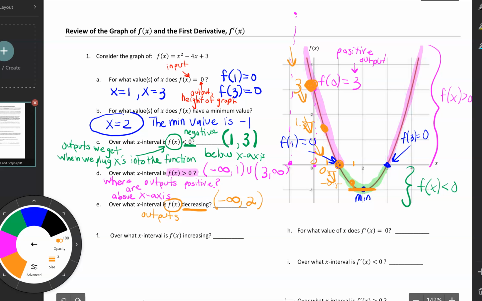And then on the flip side of that, where would the outputs be increasing? On the other side, right? My output's way down here at -1. So I start at -1, and then my outputs are getting higher and higher. Now they're at 0, now they're at 1, now they're at 2, now they're at 3, now my output's 4. All along here, my outputs are going up. So outputs are increasing from 2, not included. Now, at the minimum, you're neither increasing or decreasing. 0 is neither negative or positive, right? It's just there, but all the way till infinity.